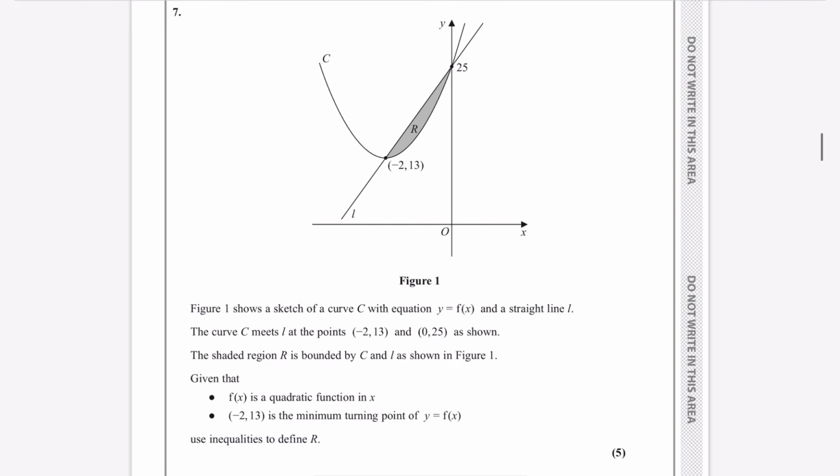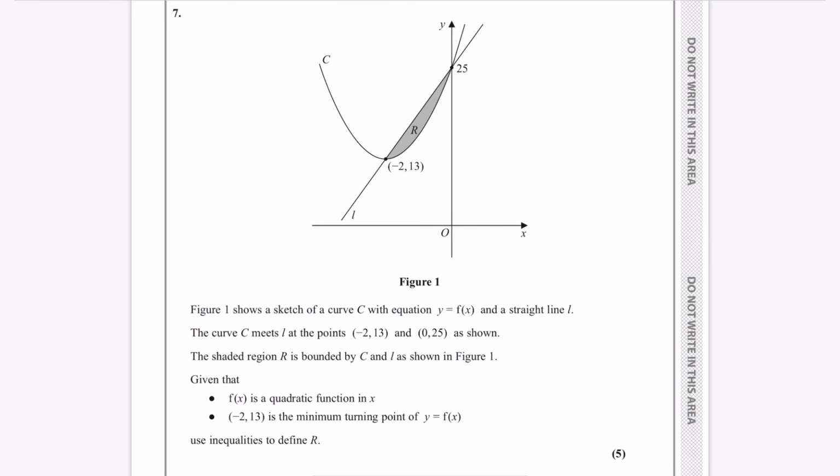Okay, question 7. It says the figure shows a sketch of a curve with the equation y equals f of x and a straight line L. The curve C meets L at the points -2, 13 and 0, 25, and the shaded region R is bound by C and L as shown in figure 1. Given that f of x is a quadratic in x and that -2, 13 is the minimum turning point of y equals f of x, use inequalities to define R.